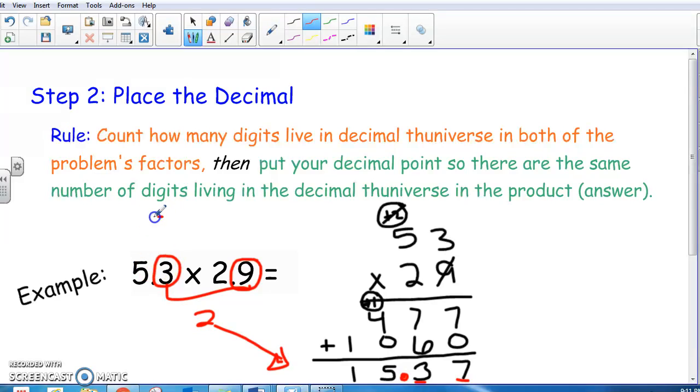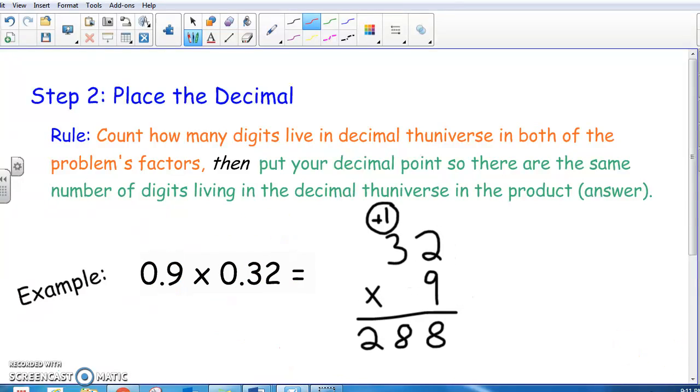A quick estimate, this is about 5 and 3/10. 2 and 9/10 is about 3. 5 times 3 is 15. Man, oh man, were we close to our estimate when we put our decimal point in our actual answer.